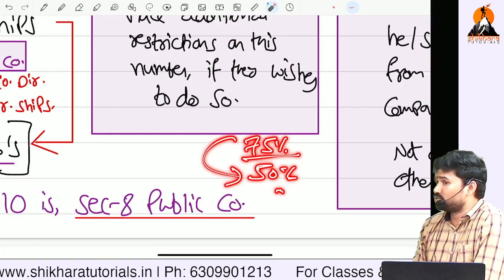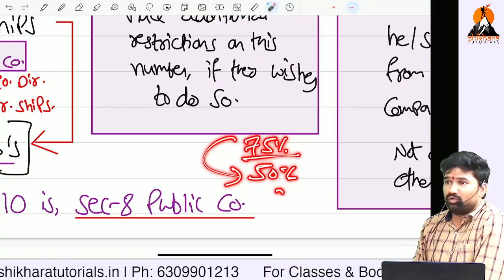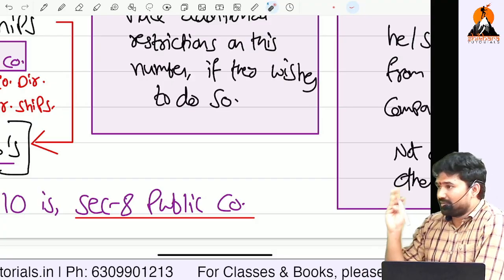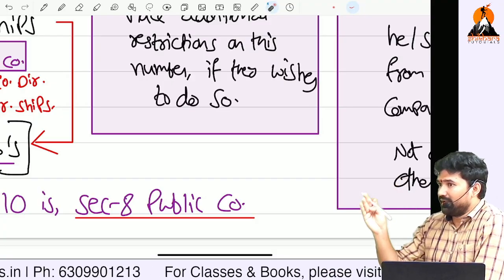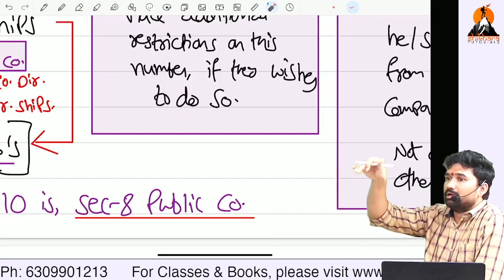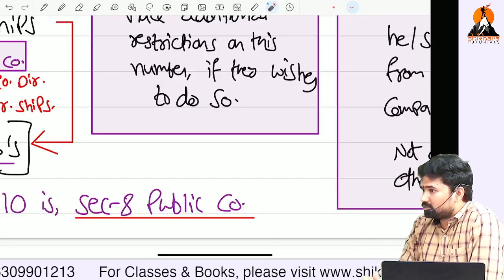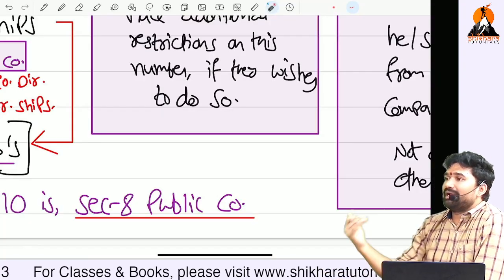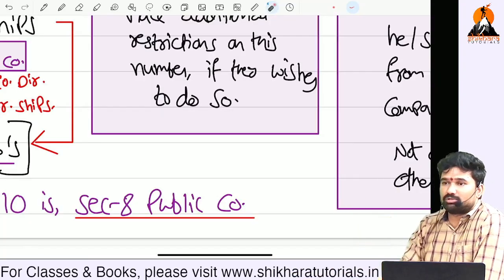Is it possible to do so via MOA or AOA? No, not allowed. Whether it is MOA or AOA, it should be bound by the rules specified in the Companies Act 2013. Which prevails over MOA and AOA is the Companies Act 2013.